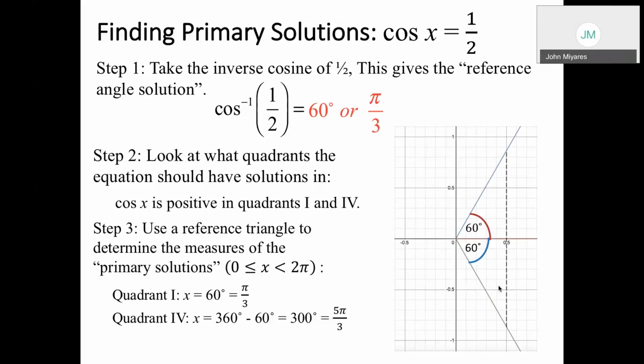What we can say now is that the two primary solutions for this equation, those that are found by going around the circle once, are going to be at 60 degrees or pi over 3 radians, or at 300 degrees or 5 pi over 3 radians.